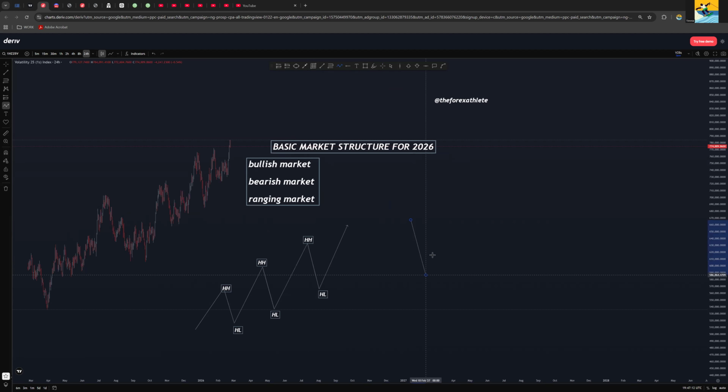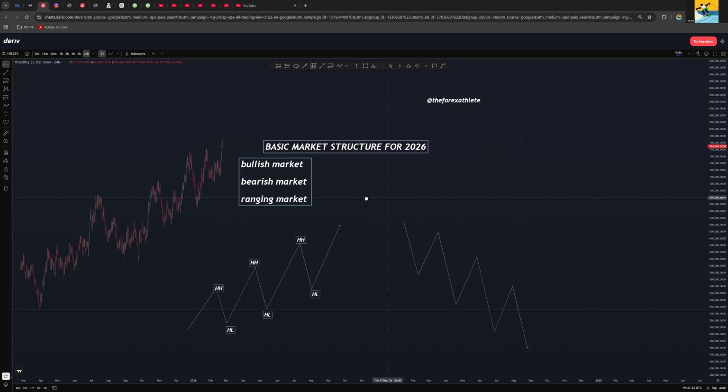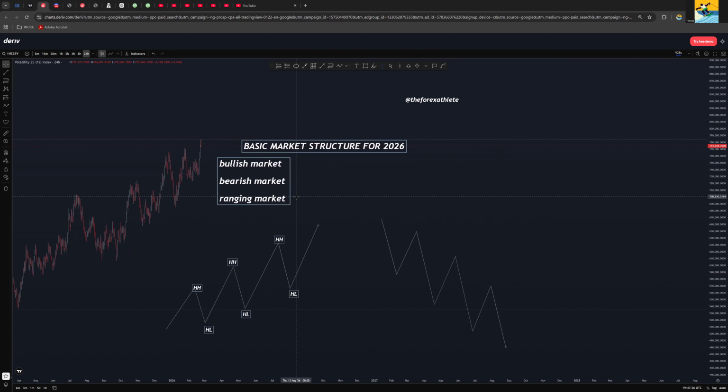What next do we have? We have the bearish market. So these are just the two components we need to focus on while trading the synthetic indices in 2026. So here we have a lower high. And here we have a lower low. So let's make it very fast.